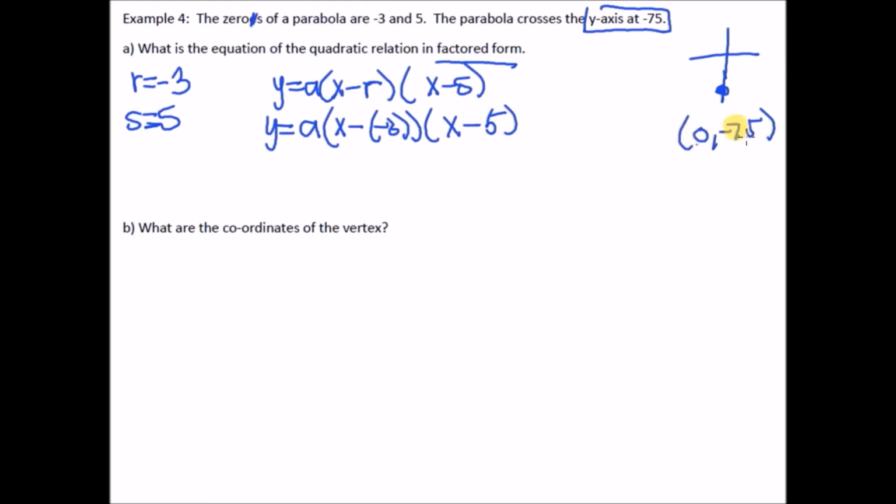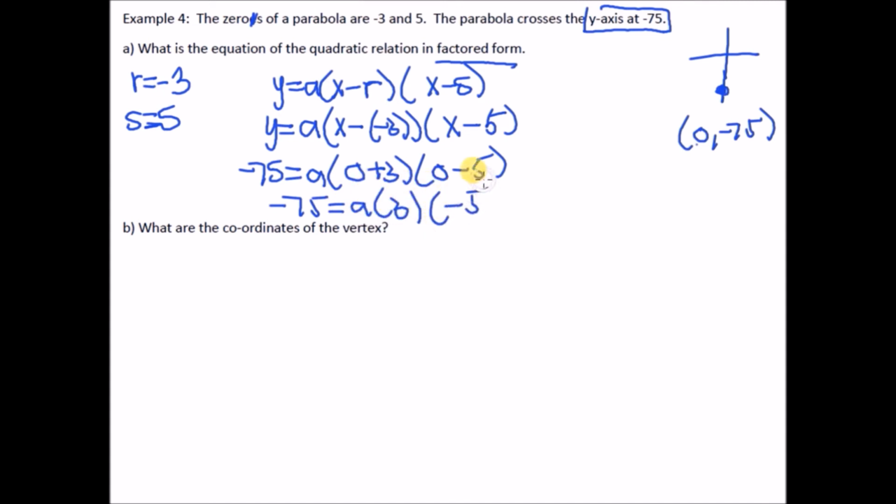Now we're going to sub in (0, -75). So -75 equals a(0 + 3)(0 - 5). So -75 equals a(3)(-5). So -75 equals -15a. And then we're going to divide both sides by -15, and we're going to get a equals 5.